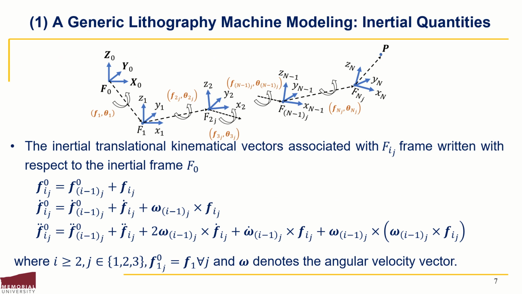The inertial quantities of any stage within any chain can be captured in a recursive form using algorithms. This is obvious from the shown position, velocity, and acceleration kinematic quantities that are given here in recursive forms. The same applies to the mass and inertia quantities.